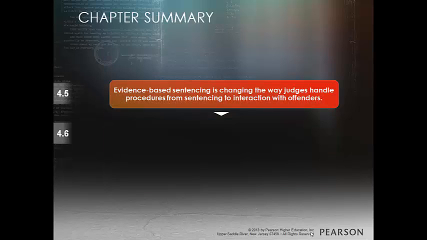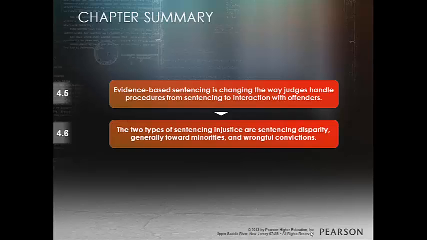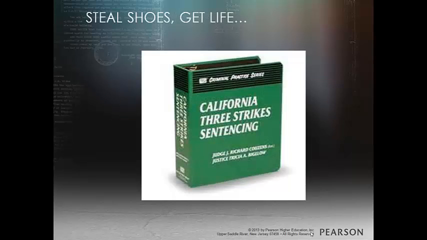Evidence-based sentencing is changing the way judges handle procedures from sentencing to interaction with offenders. The two types of sentencing injustice are sentencing disparity, generally toward minorities, and wrongful convictions. Before I close, be sure to read page 70 of the text that discusses the issue of California's three strikes law. We'll discuss this issue further in class.